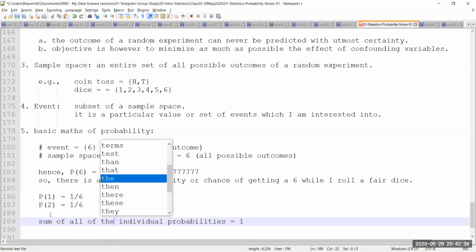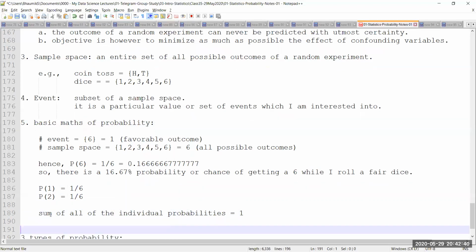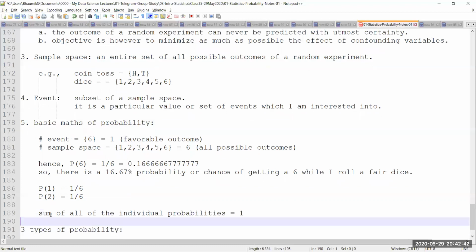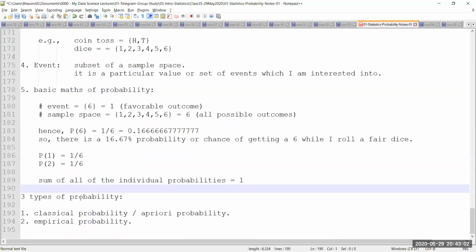If there is a certain set of sample events which are part of the interesting events or favorable outcomes, part of all possible outcomes, and I take the probability of each and every item of the possible outcomes, ultimately I get 1. So I add up all the probabilities, I get a 1, right? So this is what the value is.